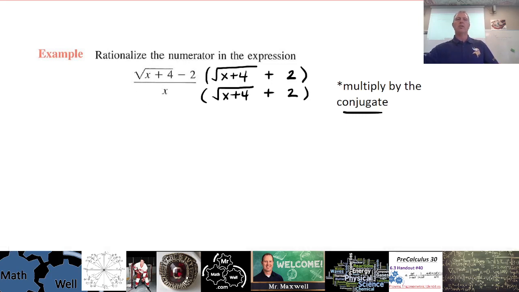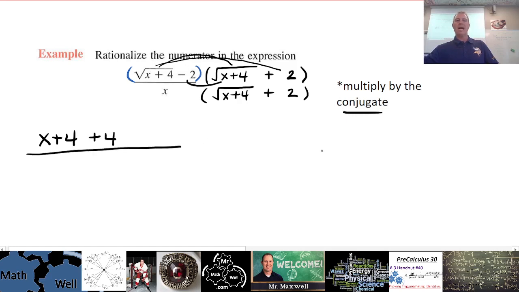But if you notice this right here, when you multiply these out, this is the format of a factored difference of squares. So when you multiply this out, do the FOIL method, root x plus 4 times root x plus 4 is simply x plus 4. You're not going to write this, but this is going to be 2 root x plus 4, and then you're going to have minus 2 root x plus 4. So those are going to cancel out. And then finally you're going to have negative 2 times 2, which is 4. So do you see how by multiplying this up top, I get rid of the radical? It's gone.